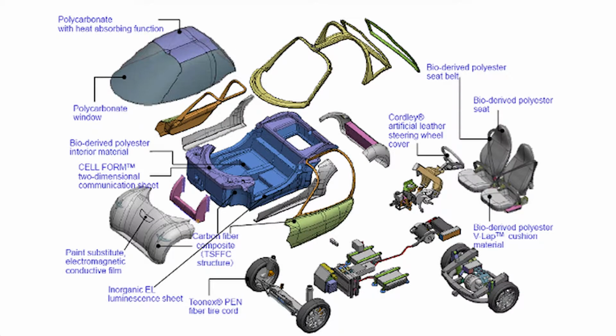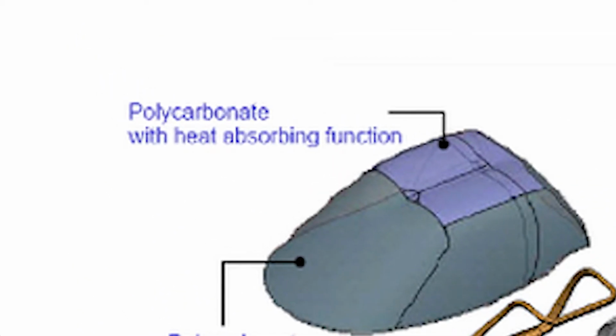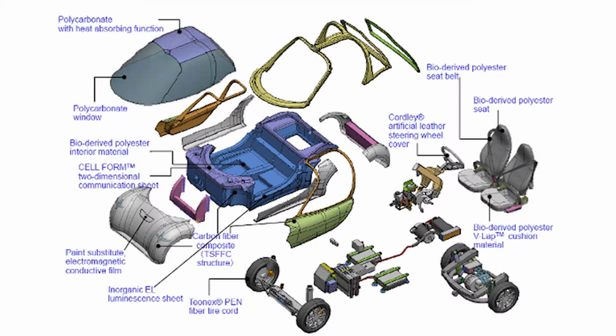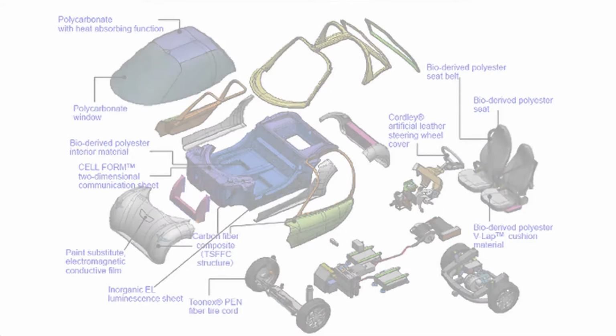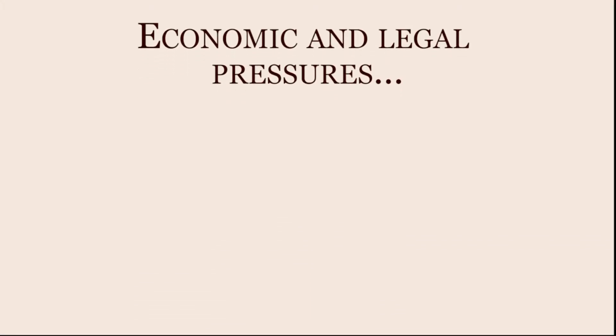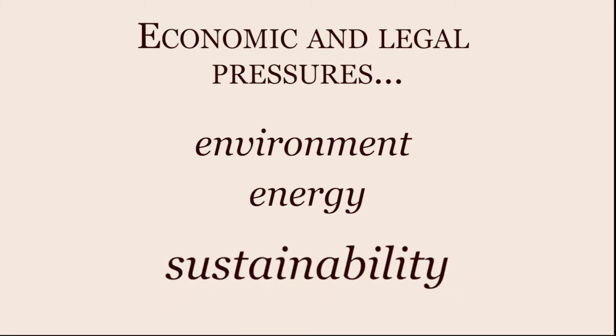The automotive industry uses various thermoplastics and thermosets, including FRP composites. Government-mandated fuel economy standards and general competition within the industry have forced manufacturers to eliminate as much weight as possible from vehicles. Similar economic and legal pressures are now impacting the building industry, primarily the issues of environmental quality, energy savings, and sustainability.